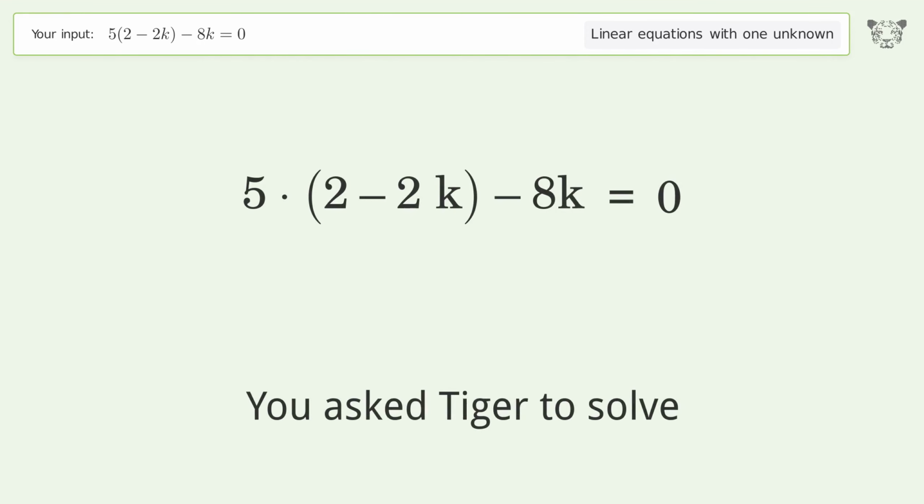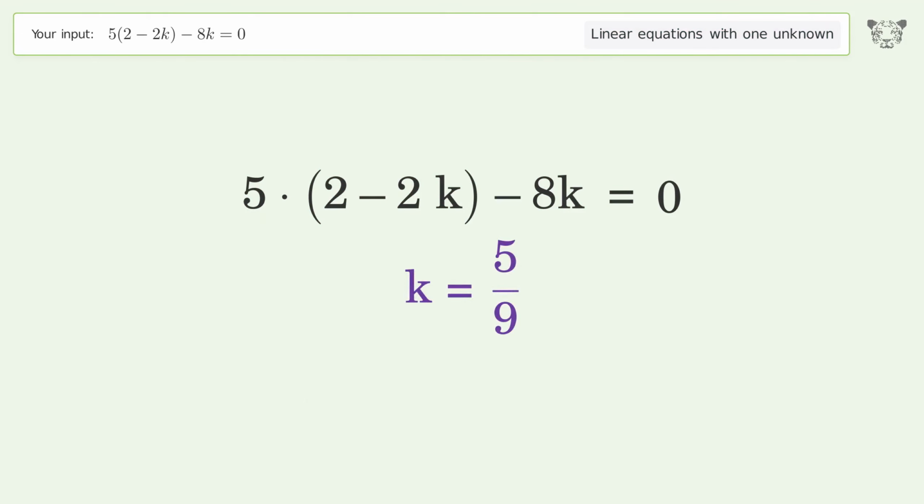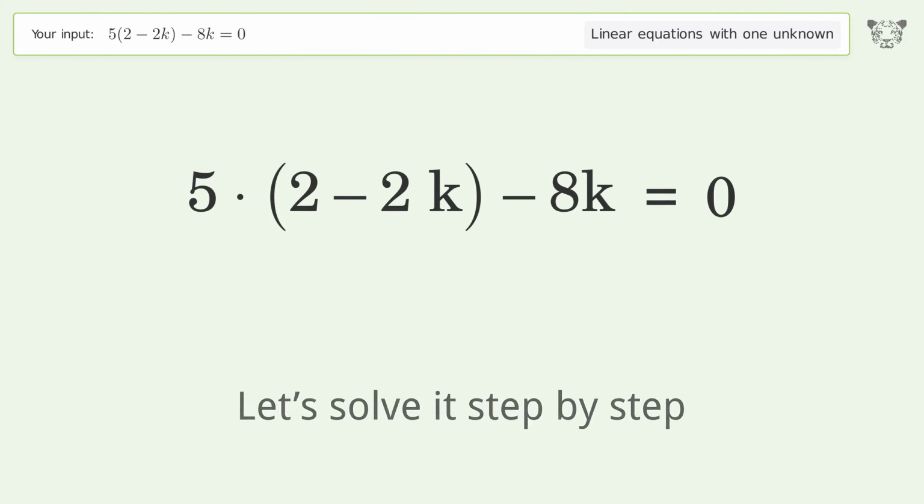You ask Tiger to solve this, which deals with linear equations with one unknown. The final result is k equals 5/9. Let's solve it step by step.